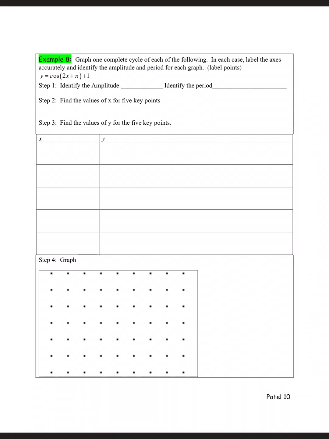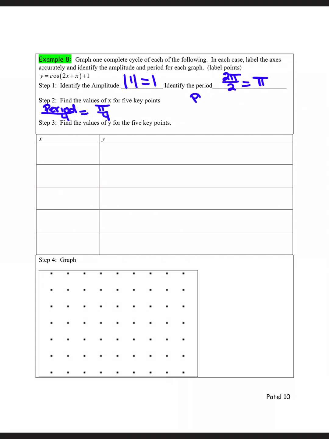It's going to change everything just a little bit. Here my amplitude is the absolute value of 1, which is 1. So my max is 1 and my min is -1. But I also have a vertical shift, so it's going to change that a little bit. My period is 2 pi divided by 2, which is pi. So here I know my x values are going to be counting by my period divided by 4, so it's going to be pi divided by 4.